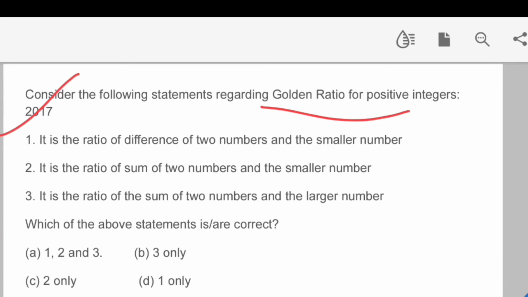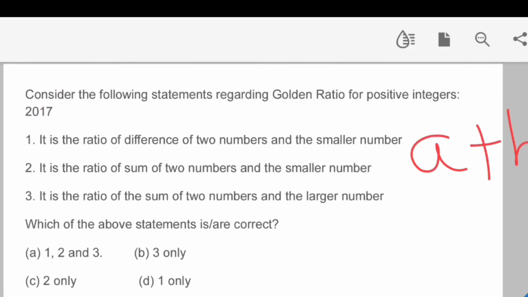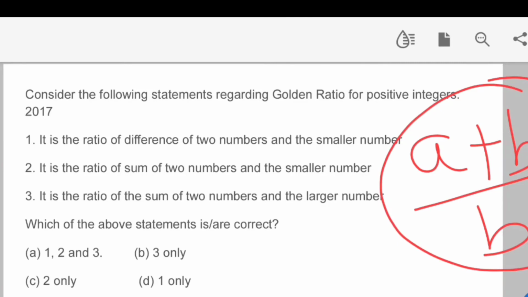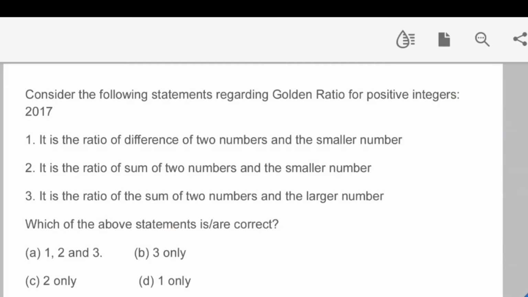Second option is, it is the ratio of the sum of two numbers and the smaller number. And the third option is, it is the ratio of the sum of two numbers and the larger number. So hope you recall the video that I have explained that the Golden ratio is the ratio of the sum of two numbers and the larger number. So option B is correct.